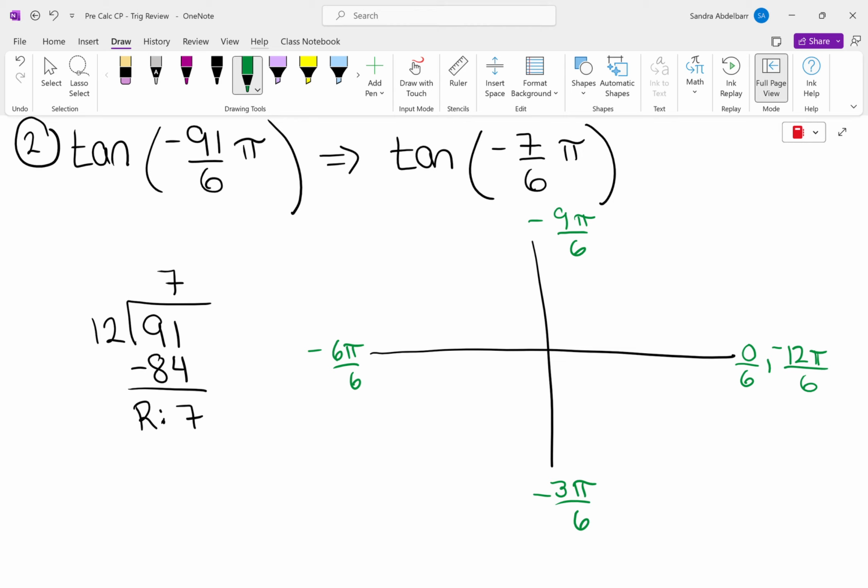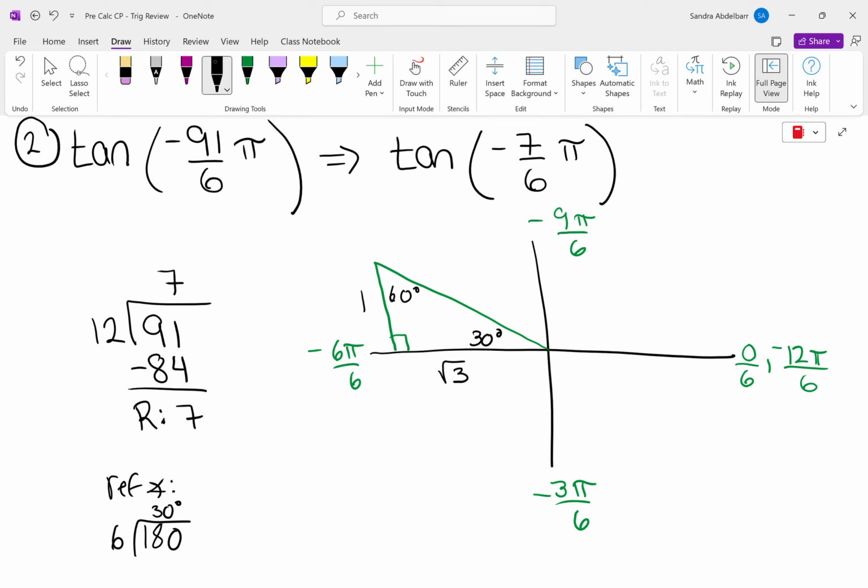So where am I making my triangle, in which quadrant? In the second, good. We're in the second quadrant. My reference angle is going to be 180 divided by 6, which is 30 degrees. So we're left with a 30, 60, 90. Opposite 30 is 1. Opposite 60 is root 3. Opposite 90 is 2. The only negative is the root 3.